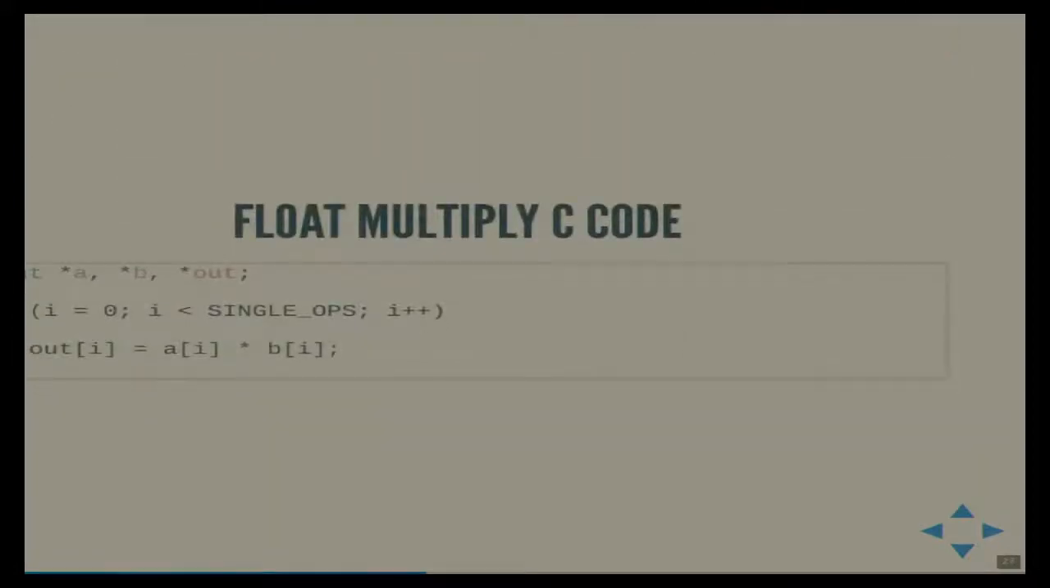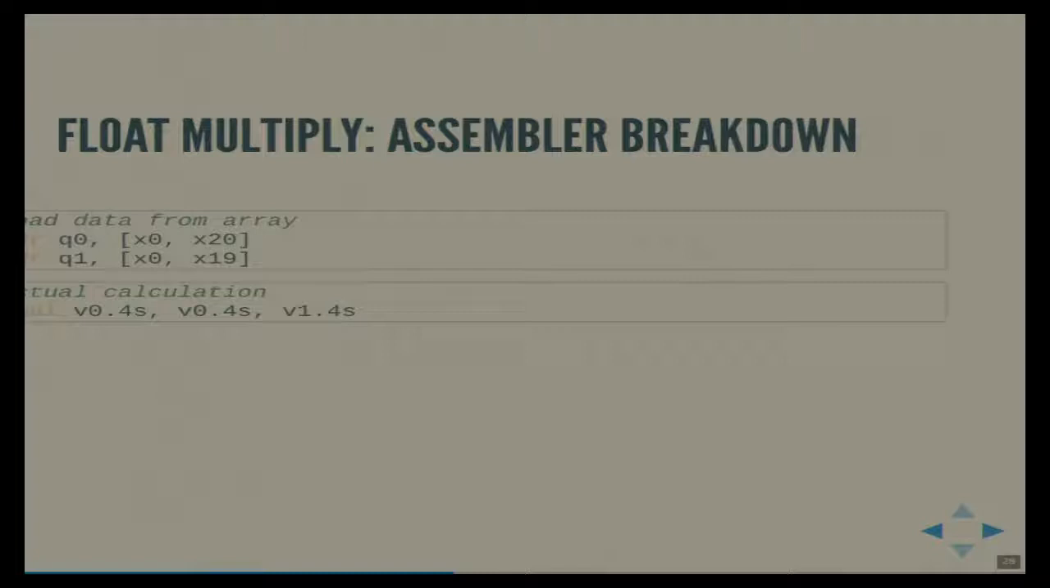This is a fragment from a little benchmarking utility that I wrote to test out vectorizable kernels. It's a very simple one. It's simply going through an array of floating point numbers and multiplying them together. Let's look at the assembly just quickly, step by step. Load the two values from our two pointers. We do a multiplication. You'll see here that the guest code that we're running is actually vectorized, so it's actually doing four multiplies at a time. And then finally, we save the result.